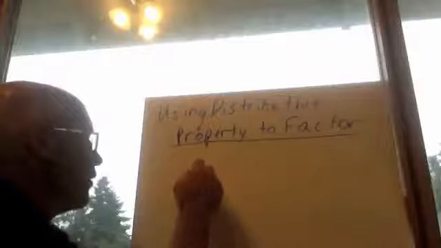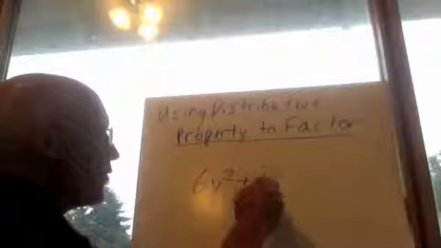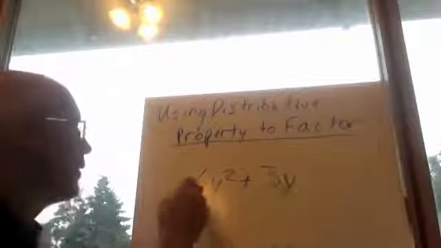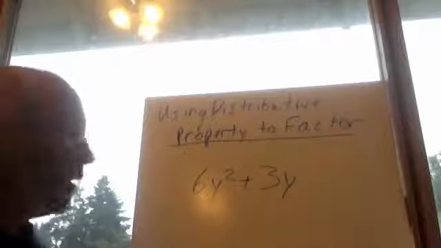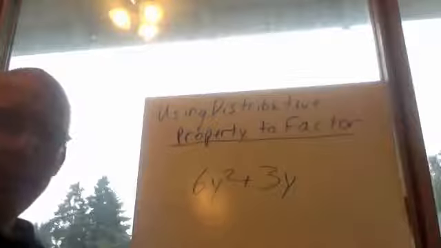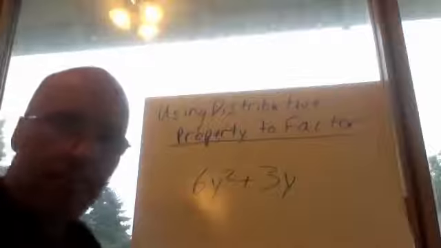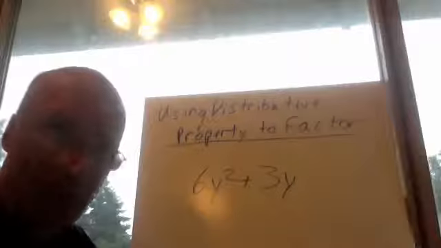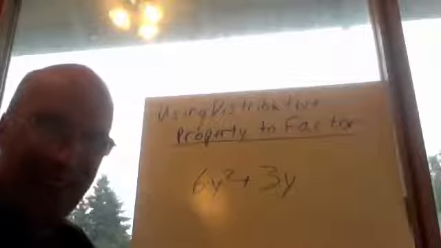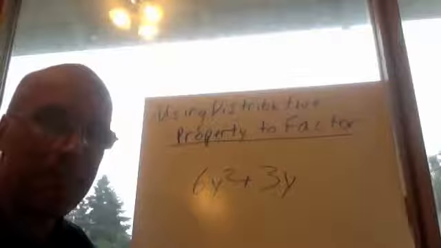Let's try another one just so you can make sure that you got it. Let's say it was 6y squared plus 3y, and I ask you to factor that. Okay, so why don't you go ahead and try it. Stop the tape. I'm serious. All right, go ahead and try.